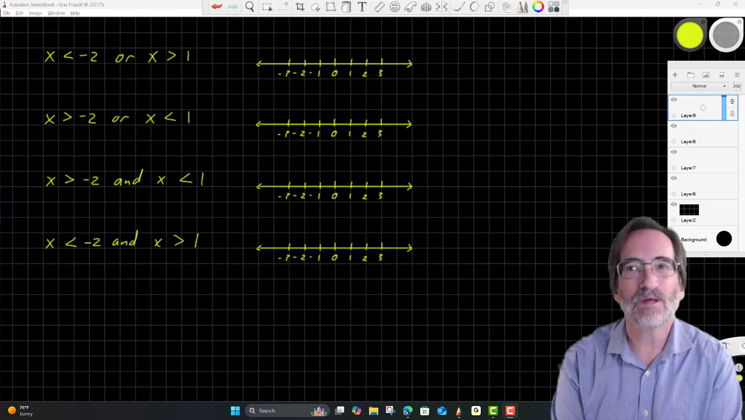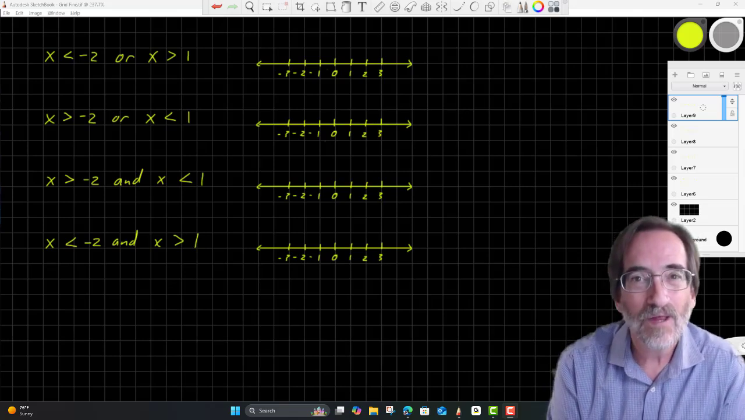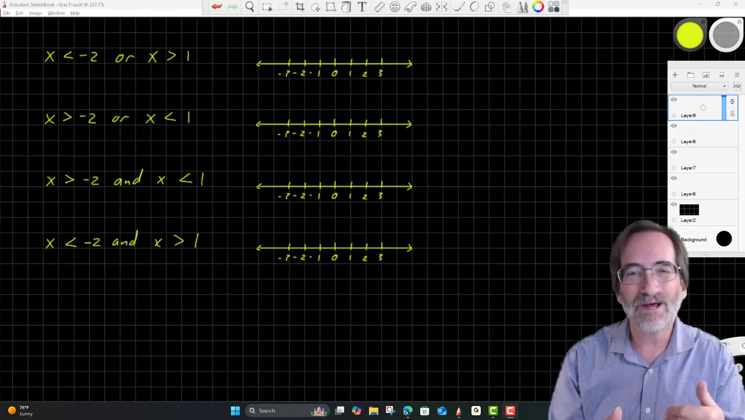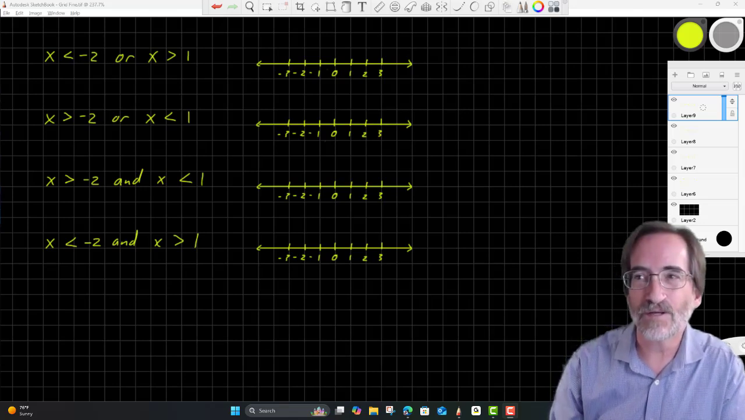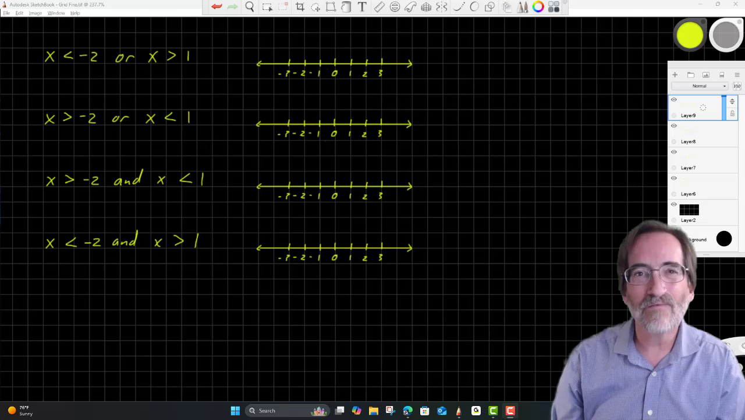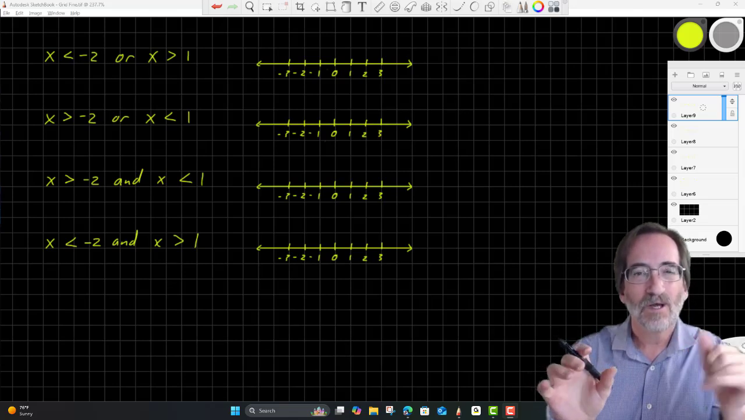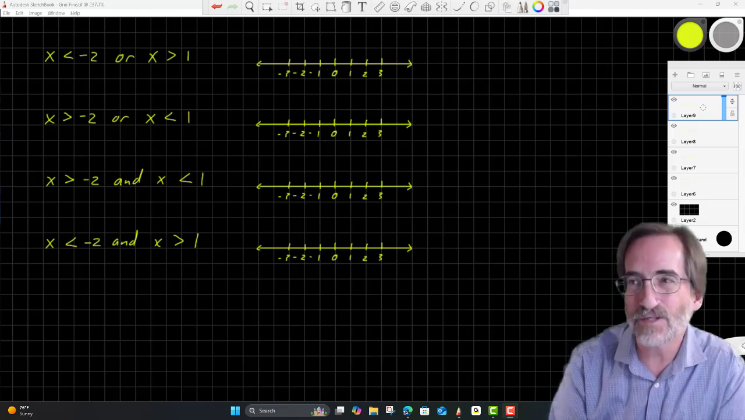Let's put it this way here. You can have vanilla or you can have chocolate. That means you can choose either one, right? You can have vanilla and chocolate. Means that you get both simultaneously. So when we graph an "or", we include both regions. When we graph an "and", we only graph the overlapping regions.